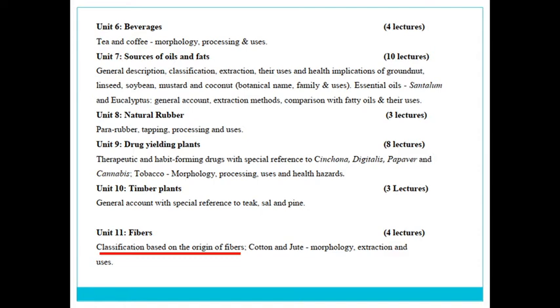Unit 9 deals with drug yielding plants, very important for objective, short type and long type questions. Here, to mention specifically some of the drug yielding plants like cinchona, digitalis, papaver, cannabis, etc. Then the timber plants, a general account with special reference to teak, shal and pine.